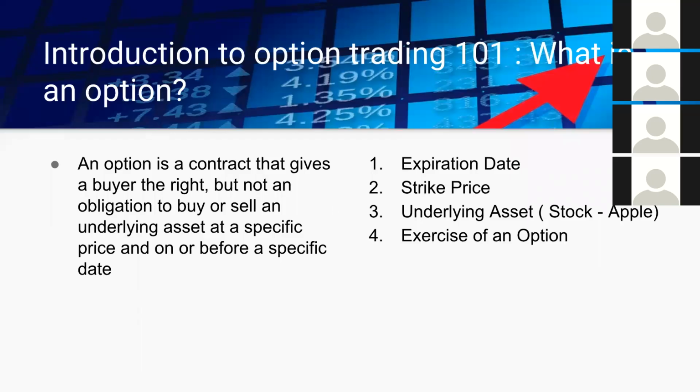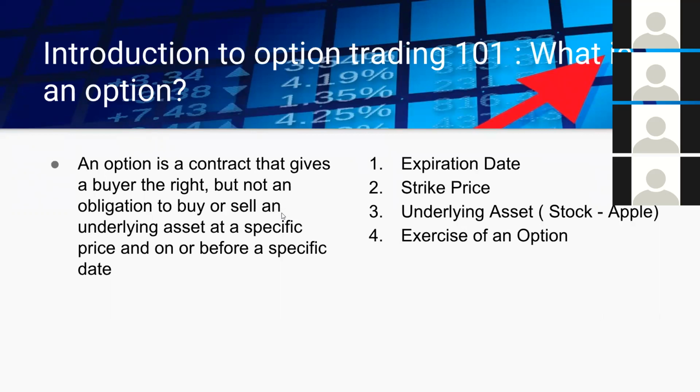So what we're here for. So pretty much, what is an option? An option is a contract that gives a buyer the right, but not an obligation to buy or sell an underlying asset at a specific price on or before a specific date.